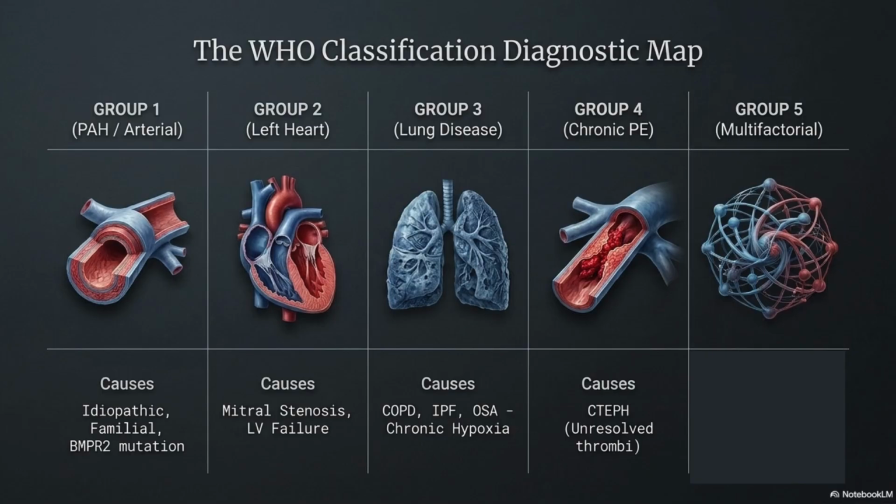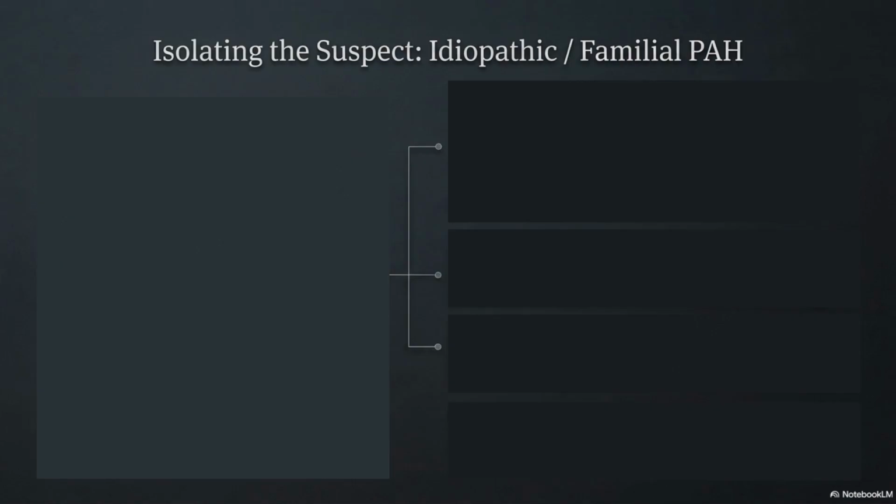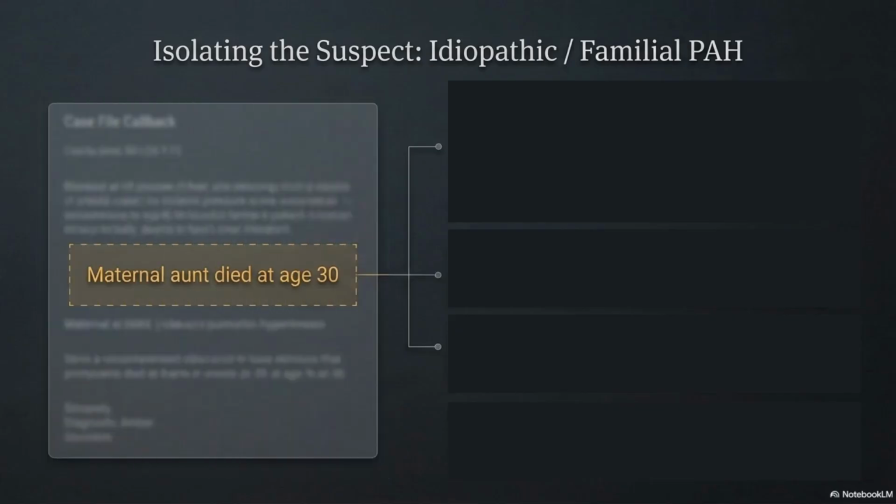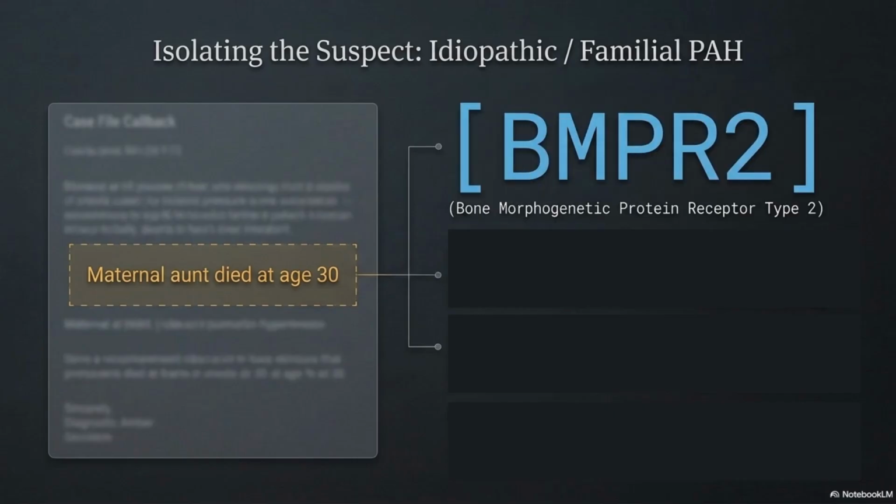Finally, Group 5 is multifactorial, including causes like sarcoidosis and hematologic disorders. Let's look back at our patient for a moment, isolating the suspect to idiopathic or familial PAH. The callback clue from her history was that her maternal aunt died at age 30. This points us directly to the BMPR2 gene, which stands for bone morphogenetic protein receptor type 2.